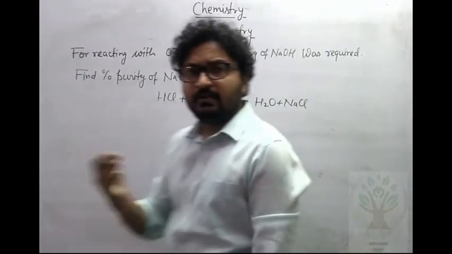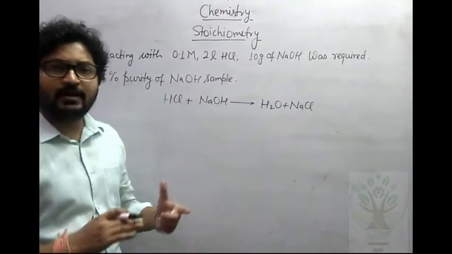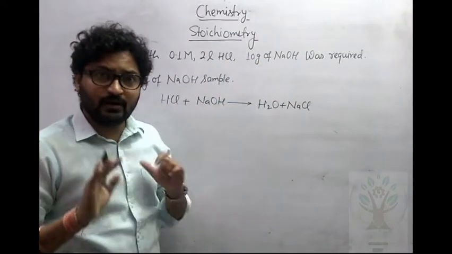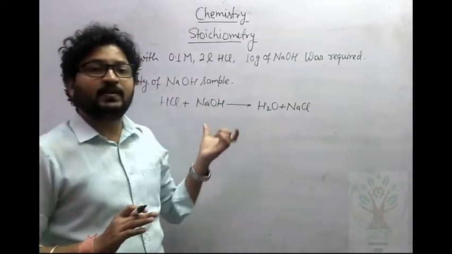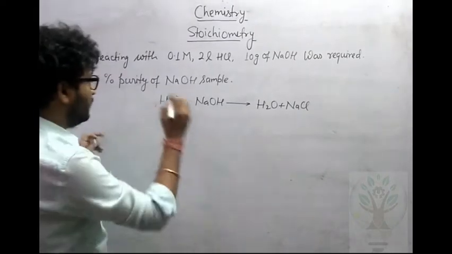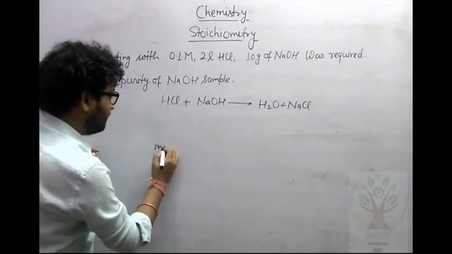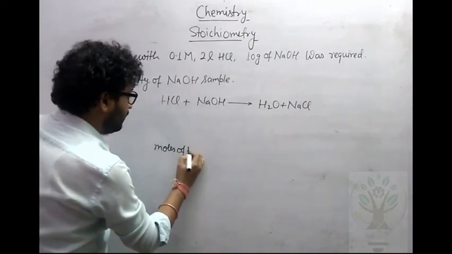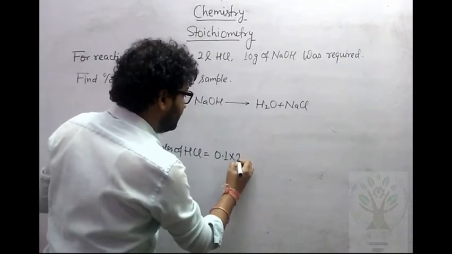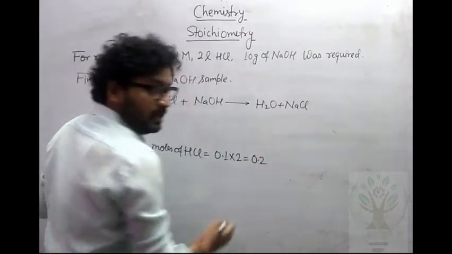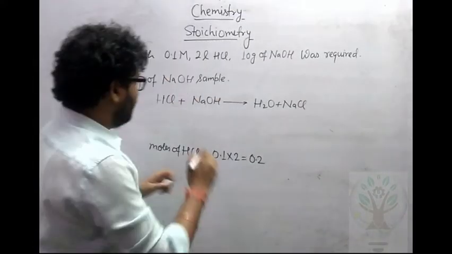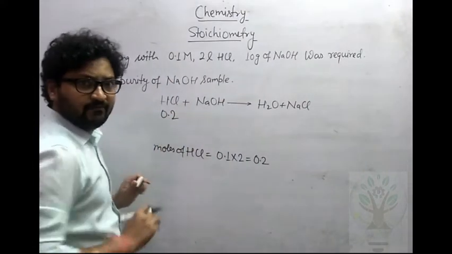So just like previous, what we will do is try to find the pure, meaning exact, data from this which is correct to our knowledge, and on that basis we will try to find the incorrect or unknown data. So here, how many moles of HCl do we have? Moles of HCl will be 0.1 multiplied by 2, that is 0.2. How? Molarity multiplied by volume in liter gives us moles. Now, 0.2 moles of HCl I have.